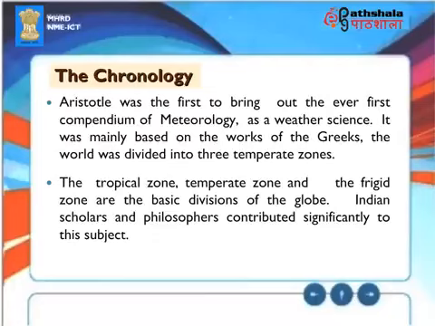Aristotle was the first to bring out the first ever compendium of meteorology as a weather science. It was mainly based on the works of the Greeks. The world was divided into three temperate zones. The tropical zone, temperate zone, and the frigid zone are the basic divisions of the globe. Indian scholars and philosophers contributed significantly to this subject.